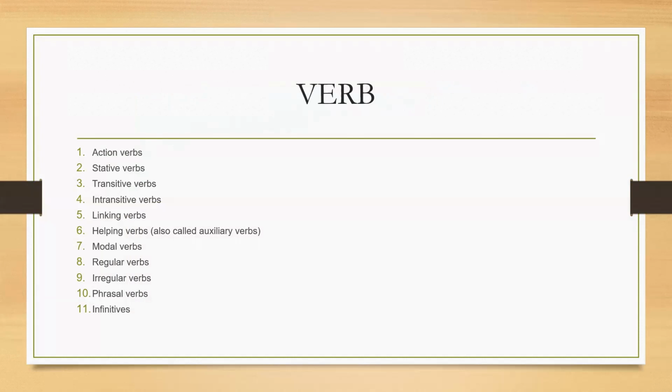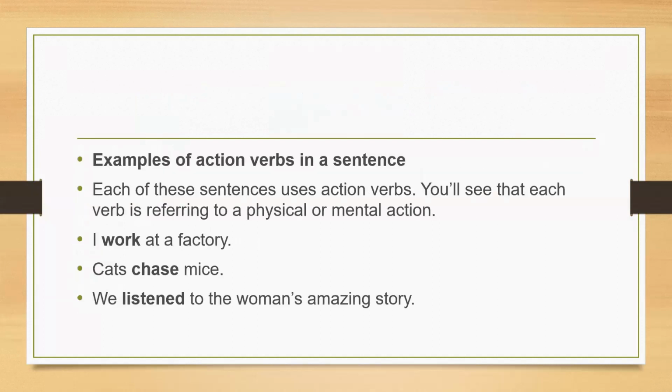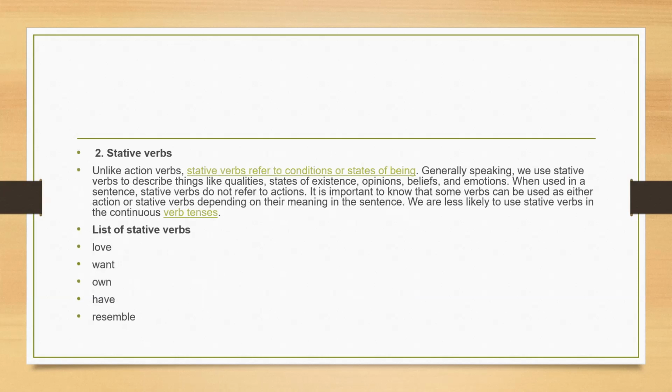Now action verbs are verbs which indicate some action. Here are some action verbs, like I work at a factory, cats chase mice. Now, static verbs are verbs which don't refer to any action. They refer to some conditions or states of being.